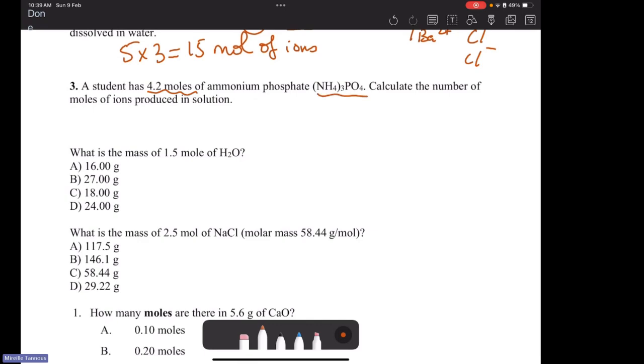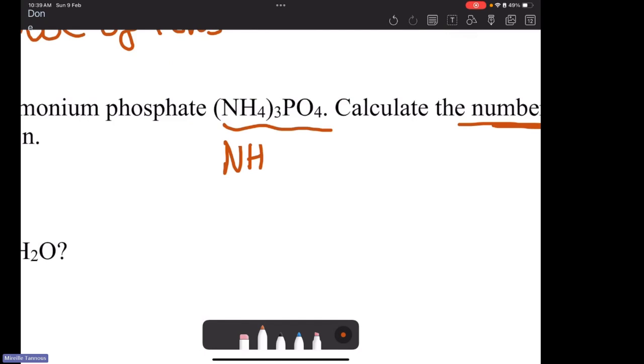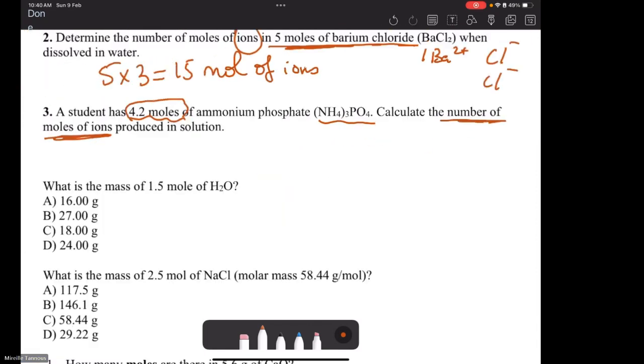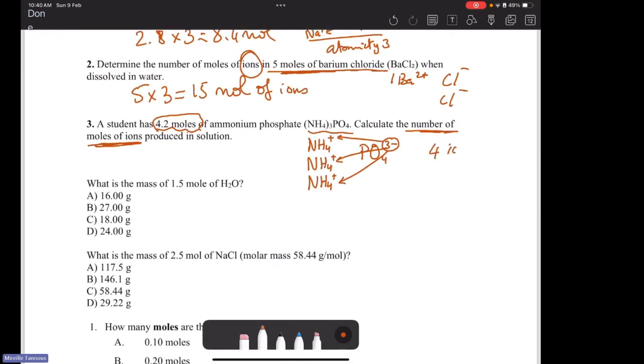Now, a student has 4.2 mole of ammonium phosphate. Calculate the number of ions. Let's look at this one. The question doesn't say mole of atoms, it says mole of ions. I have 3 times NH4 plus versus 1 PO4 3 minus. Look at the charges. We need 3 pluses to neutralize this 3 minus. So here I have a total of 4 ions. Atomicity is 4. So 4.2 times 4, that is 16.8 mole of ions.